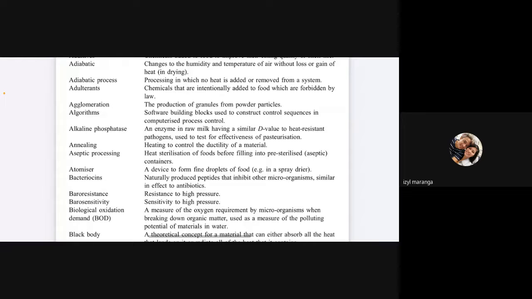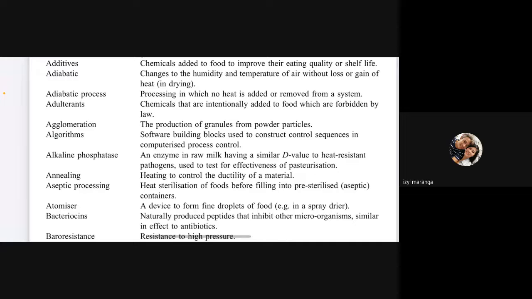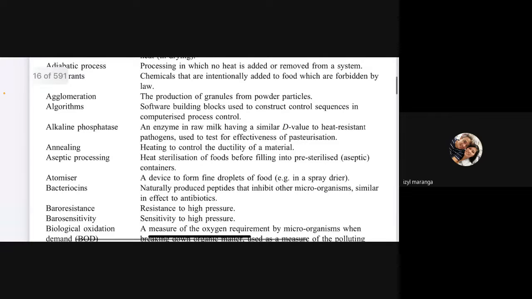So we also have adiabatic. Changes to the humidity and temperature of air without loss or gain of heat or drying. So the temperature or humidity just change, but without decreasing the heat, no? So how do you do that? Kailangan lang siya pareha sa atong gibuhat sa drying. Gi-maintain lang nato ang enough na temperature. And I already shown you na 60 degrees Celsius lang atong gigamit na temperature during our drying, di ba? So what is this adiabatic process? It's the processing in which no heat is added or removed from a system. Constant lang, pag 60 degrees.